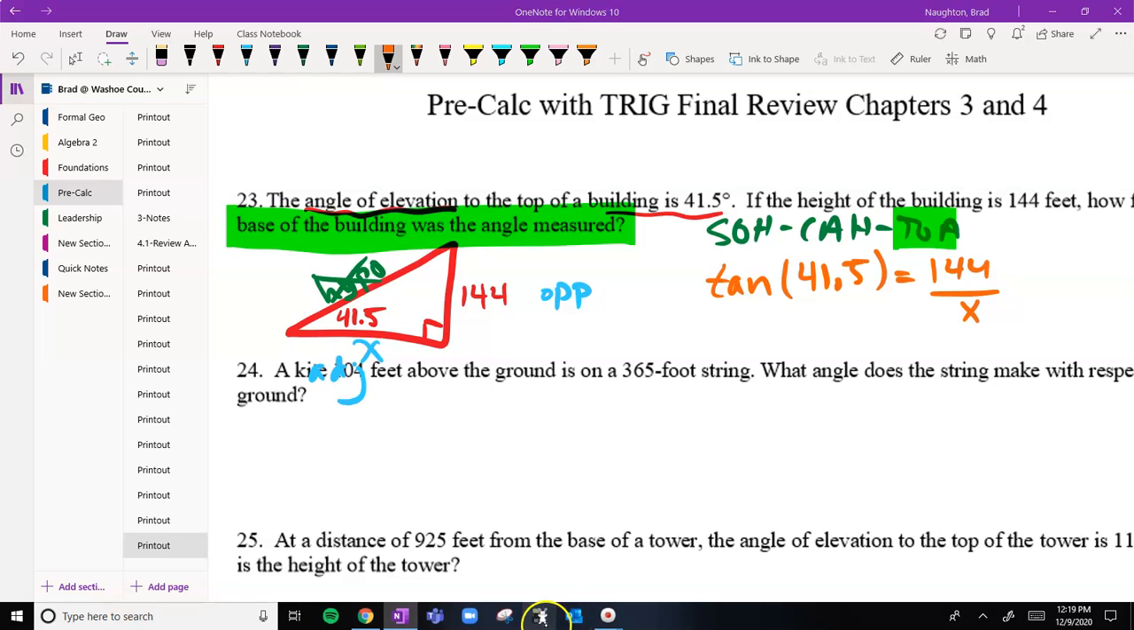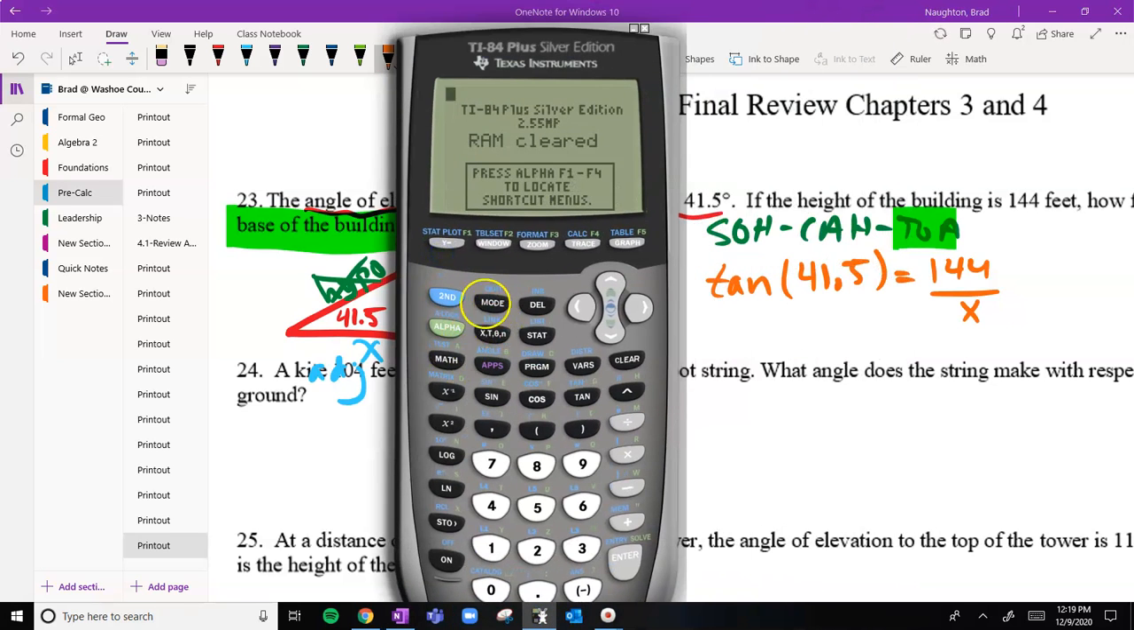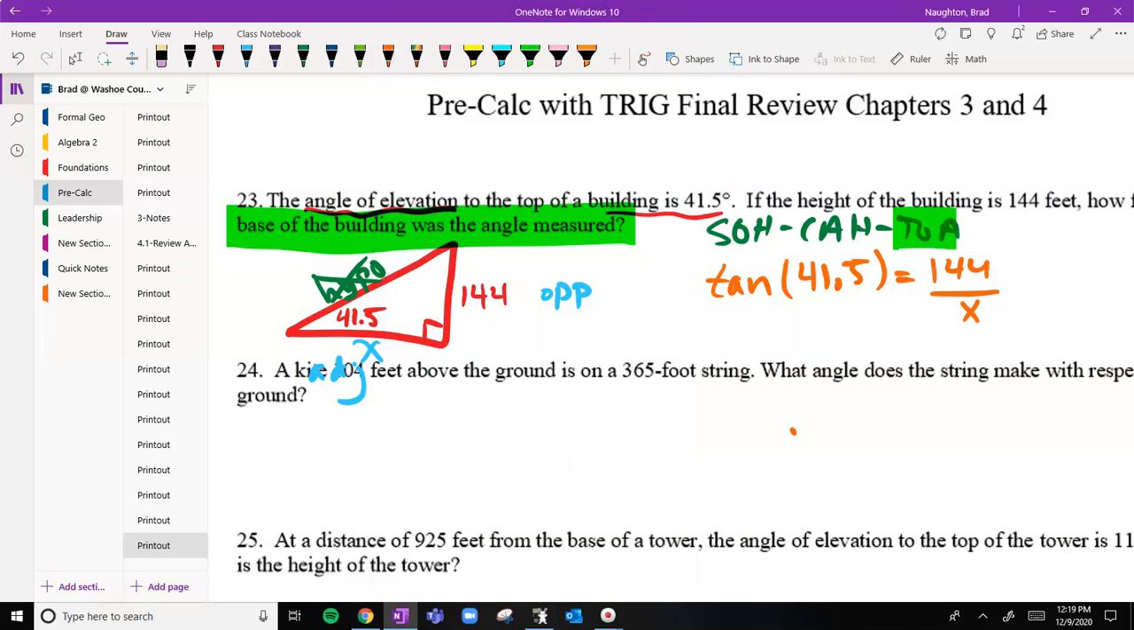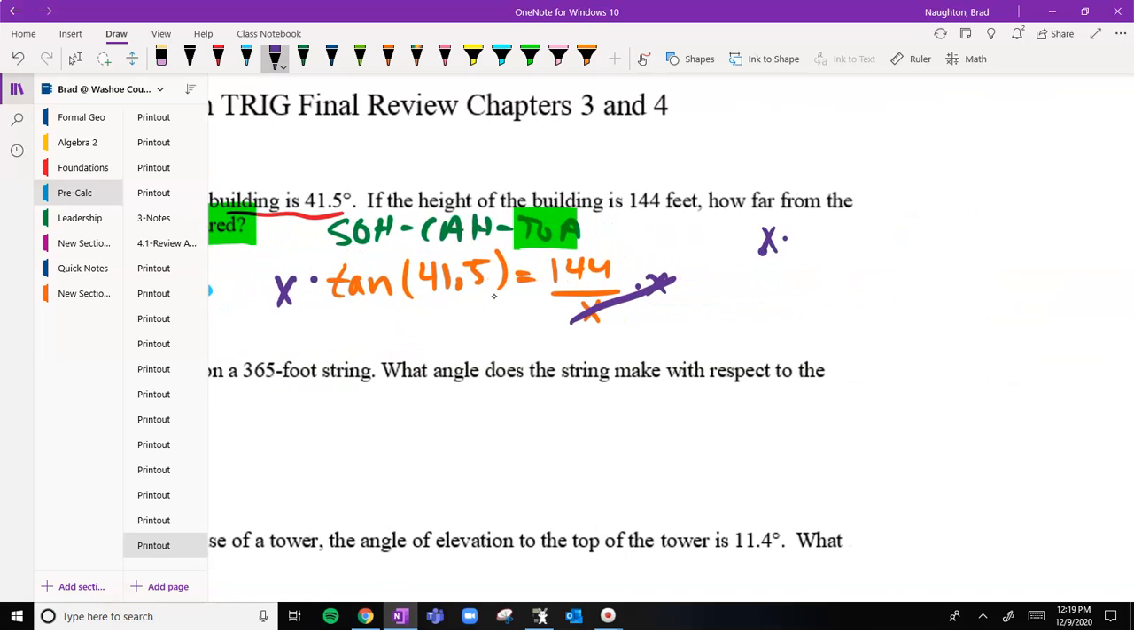So one thing I will mention right now is that because we are dealing with degrees, make sure you go to your mode on your calculator, go down to either radian or degrees and switch that over to degrees. That's going to make your life a lot easier. So we'll leave that over there in a second. So I'm going to multiply both sides by x to get rid of that fraction because no one likes that. So I get x times the tangent of 41.5 is equal to 144.